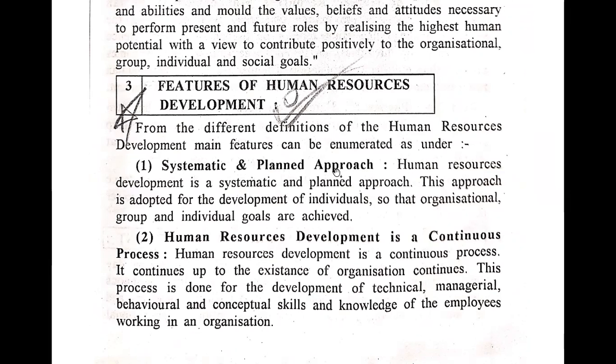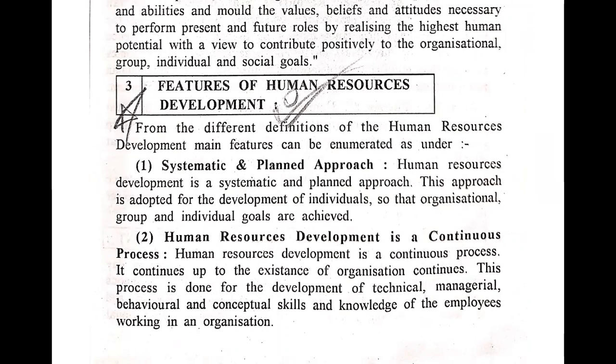So guys, you need to understand that human resource development is a systematic and planned approach, because whenever we want to do the development activities of our employees, then we need to think of it in advance. We need to have some planning in our hand. We need to have some system, so that we think in advance how we will do the development activity, what kind of particular aspect needs to be developed in our employees.